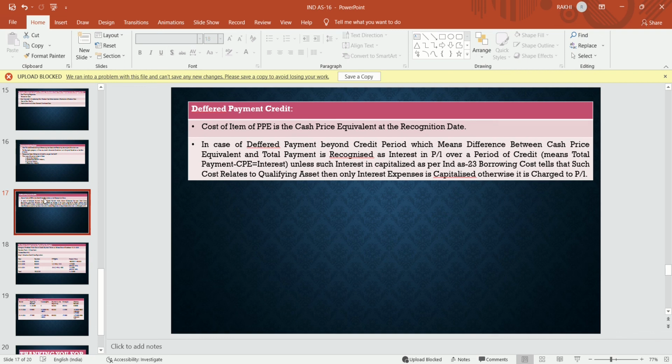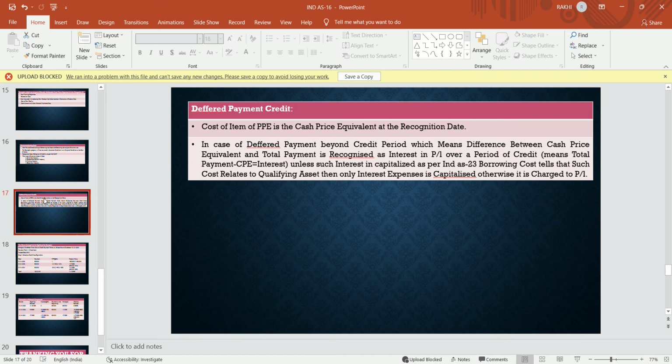Unless such interest is capitalized as per Ind AS 23, which deals with borrowing cost and tells that if such cost relates to a qualifying asset, only then is that interest expense capitalized, otherwise it will be charged to P&L.